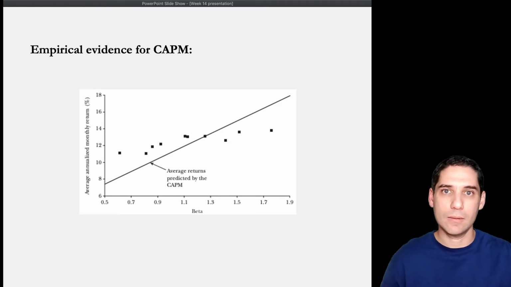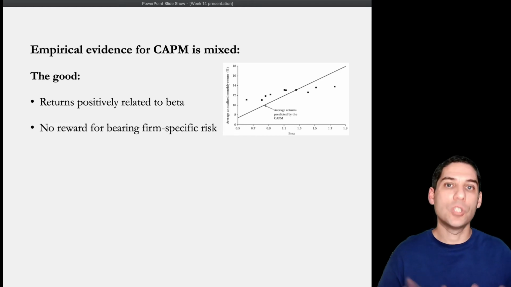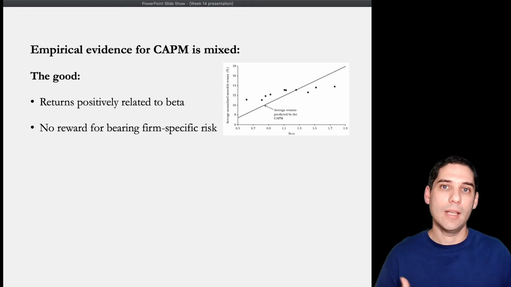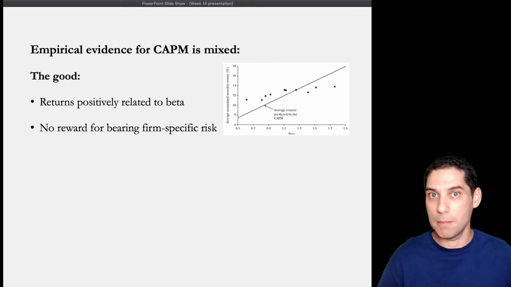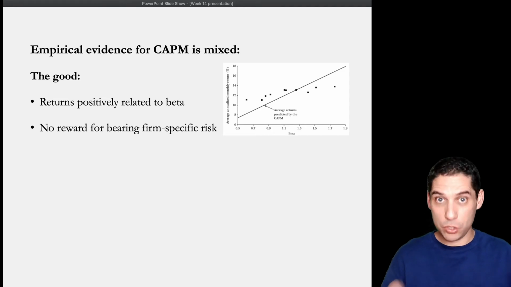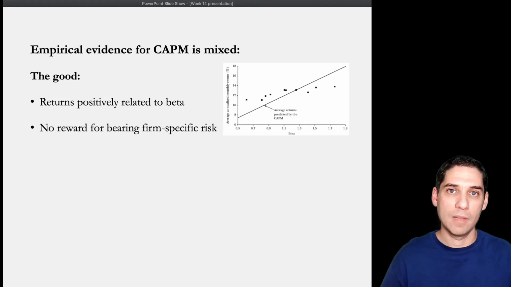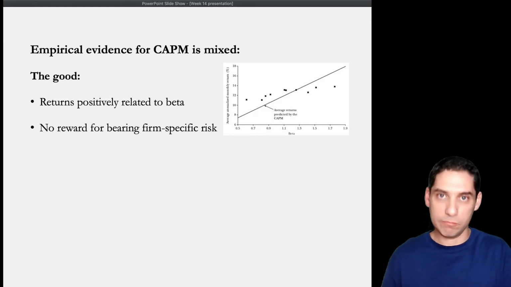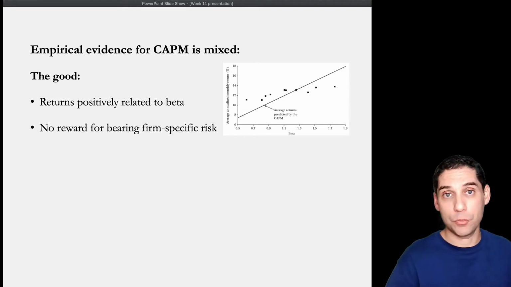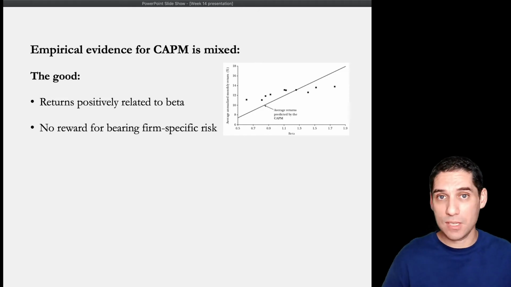So let's put together the evidence and talk about it. In terms of the validity of CAPM as a model, it's mixed, but the good part of it is, indeed, based on that empirical finding, returns are positively related to beta. The lowest beta stocks have lower returns, and the highest beta stocks have higher returns. So that's good. That's what CAPM says should happen.